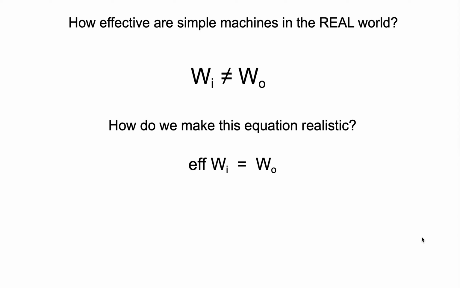To fix that equation, to make it more realistic, what we always have is a percentage of the work that I put into the machine actually comes out of the machine. So we would say the efficiency times the work in is equal to the work out. We will always have to put more work into the machine than we get out. So in real life, when you use a simple machine, you're doing more work, expending more energy than you would if you didn't use the machine.